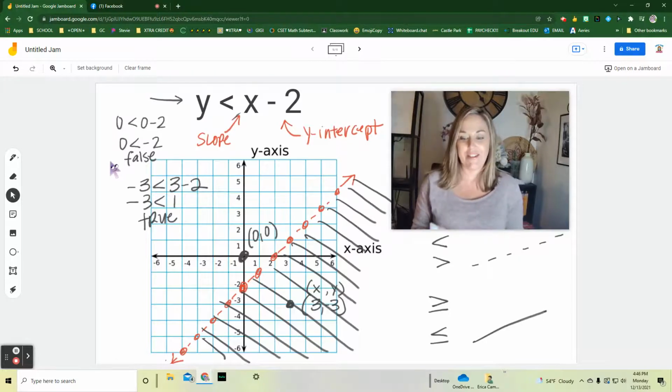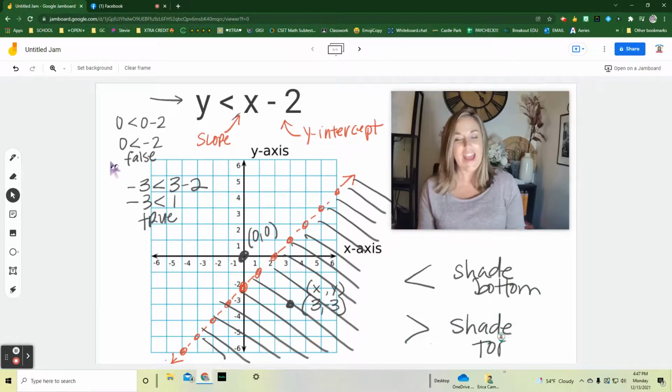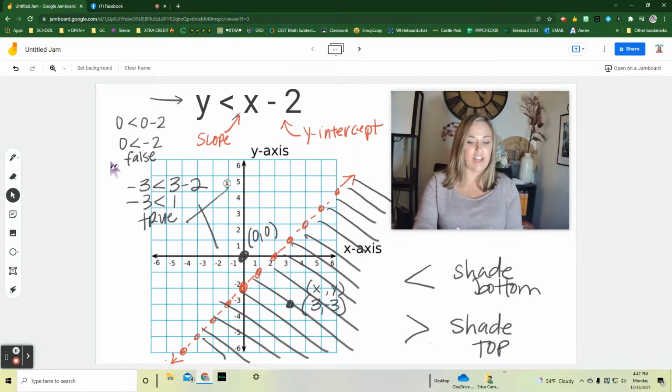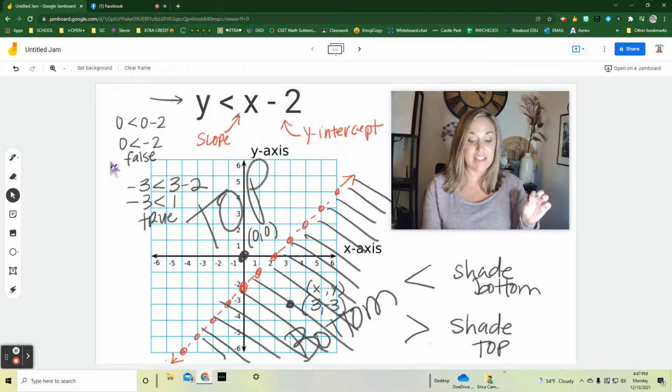So there is also a quick little trick that I taught my students. If it's set up in slope-intercept form like this, if it's less than, you're going to shade the bottom because less than sounds more like the bottom. And if it's greater than, you're going to shade the top. This is kind of a trick, but doesn't this clearly look like the top, right? And this looks like the bottom. And we had a less than symbol to start with. That's a less than, and so that's why we shaded the bottom.